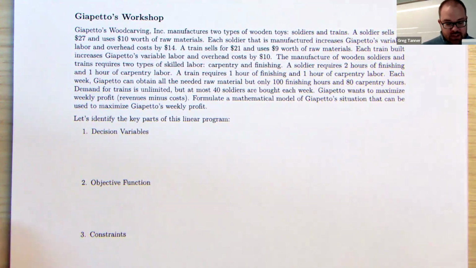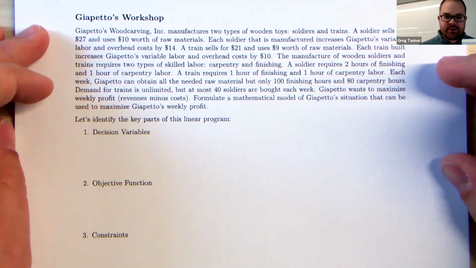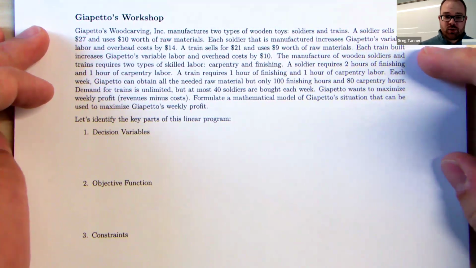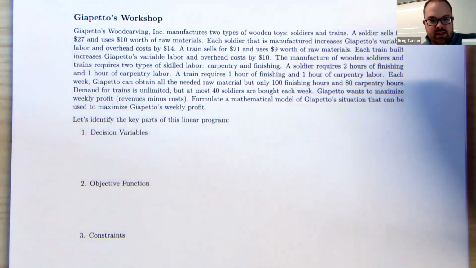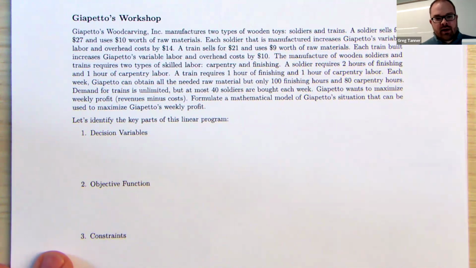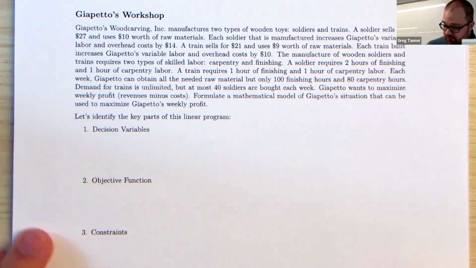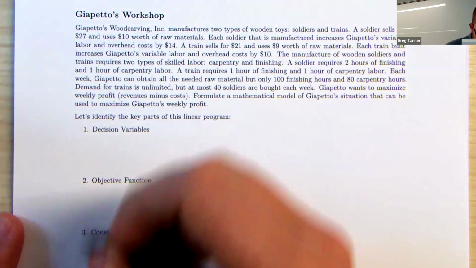Okay. So looking at this problem and reading through it, we've got Geppetto, and he's got two different types of toys that he's making. He's making soldiers in his workshop, and he's also making trains. Ideally, he wants to make the right mix of soldiers and trains. And so the number of soldier toys that he makes and the number of train toys that he makes are the decisions that he has to make. And he has to make that every week. And so we're going to set this up so that we can maximize his weekly profit. But let's start off with those decision variables.